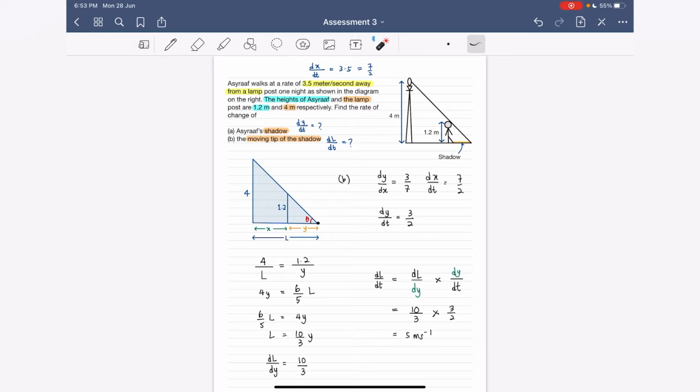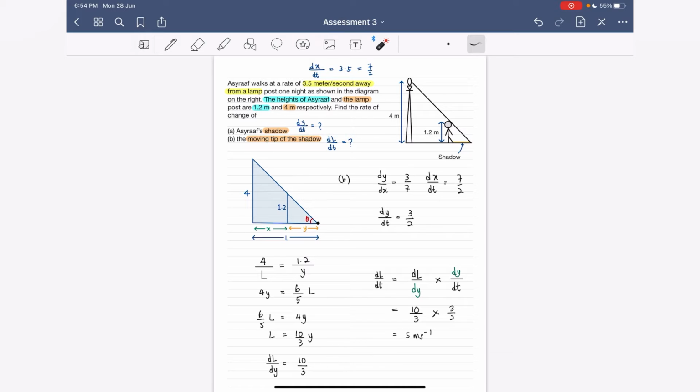y times 4 and L times 1.2. So it's going to be 4y equals 6 over 5L, and then we want to get L in terms of y. I'm sorry, the L in terms of y, because we want to find the dL/dt. So L must be in terms of y.